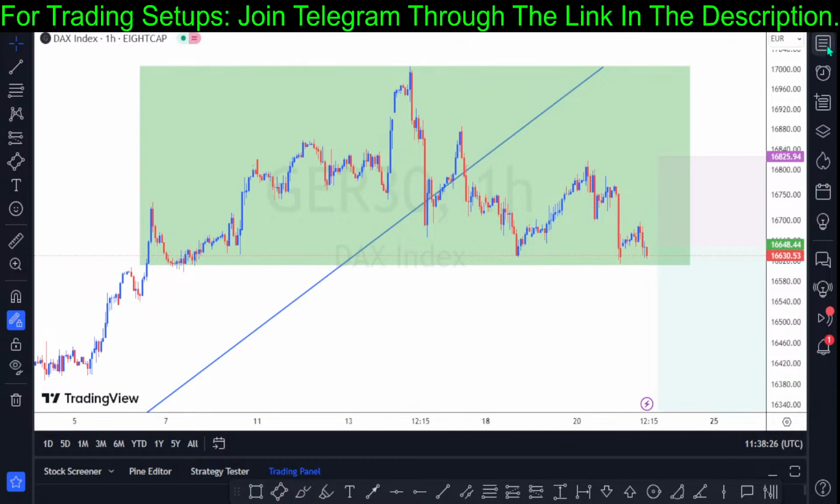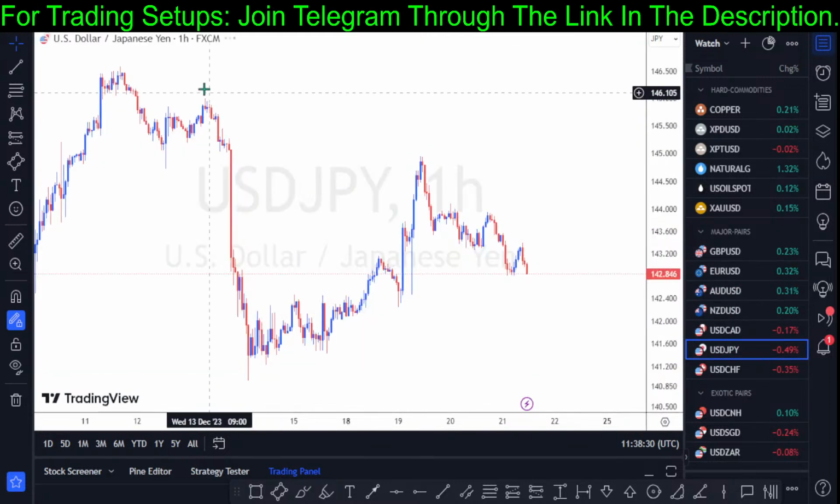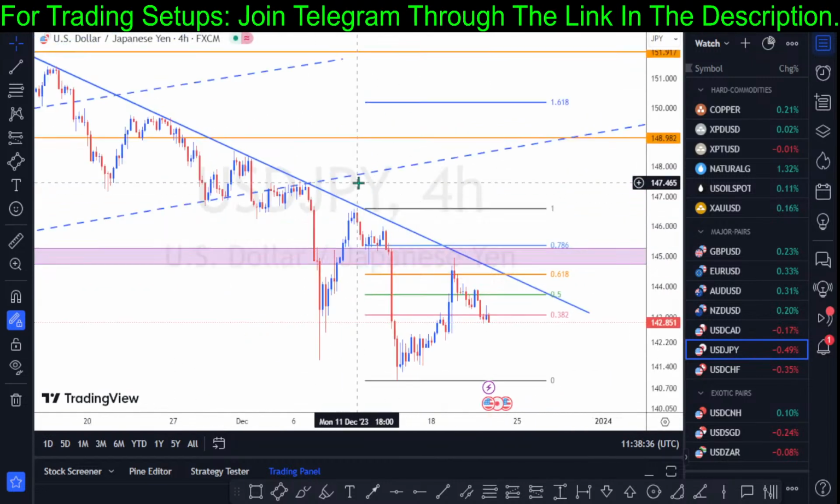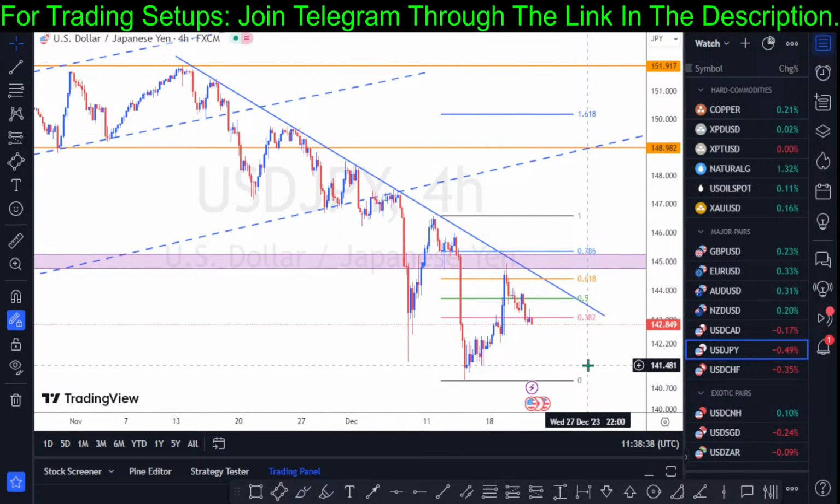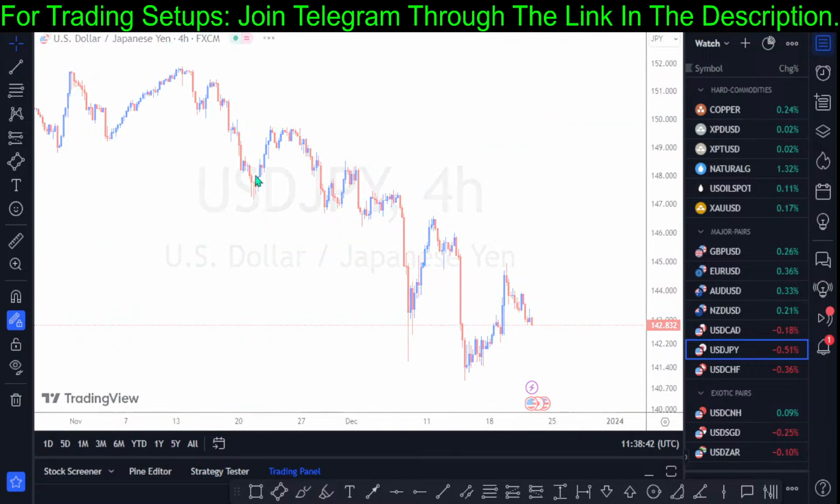Okay guys, yesterday I told you, I think that was 2 days ago, about USD yen. USD yen is currently continuing the downtrend. The trend on the USD yen is going more downtrend.